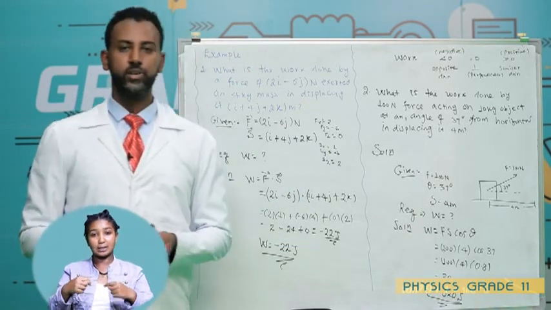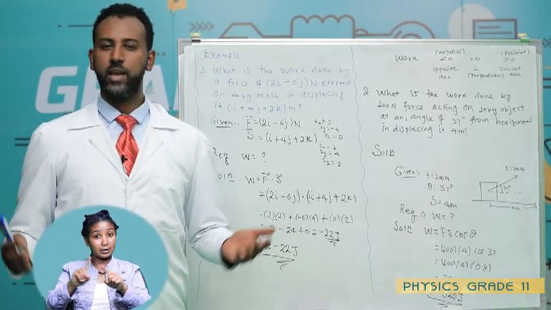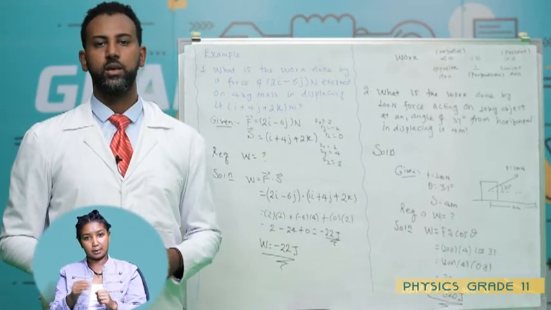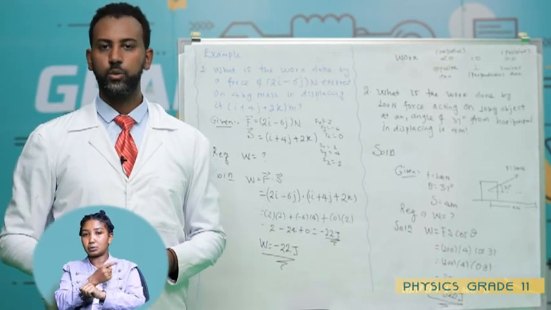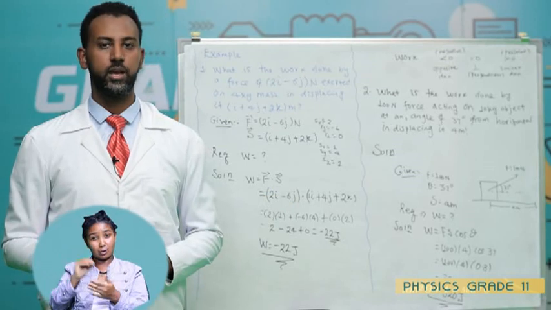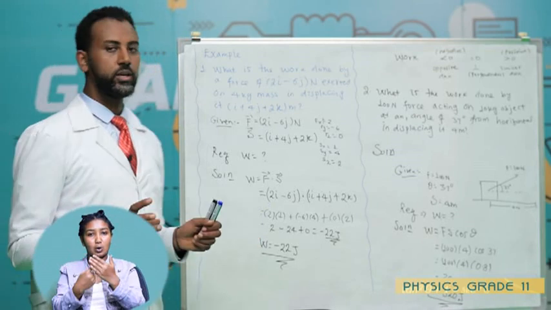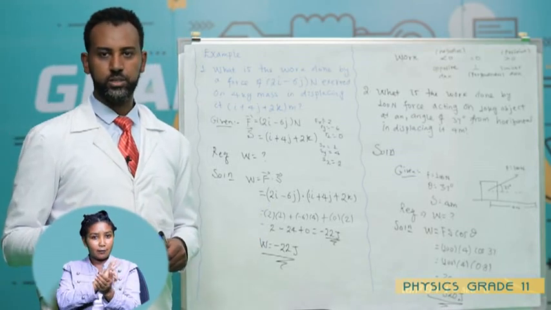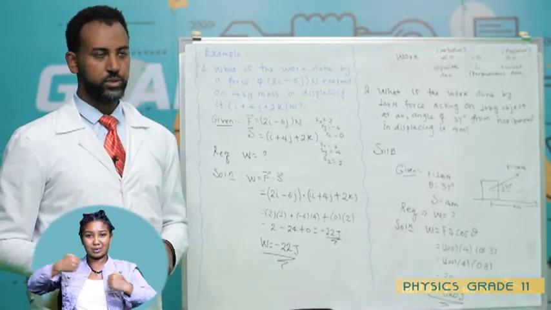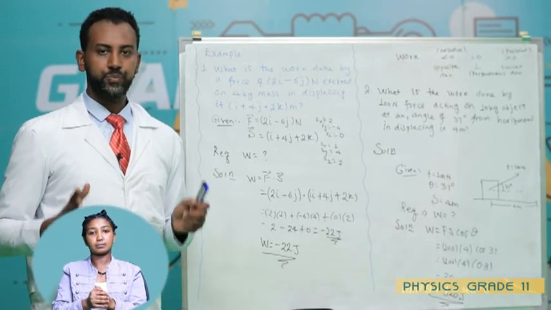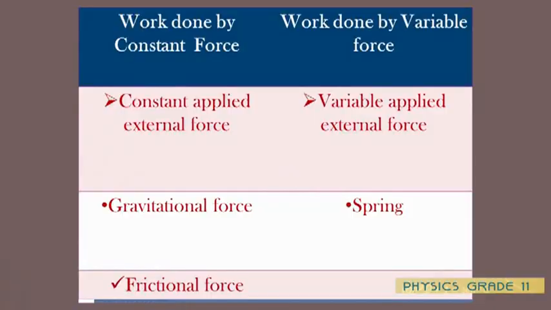Now, students, let's try to see the different types of work, the different types of force. There can be constant force, or there can be variable force. I hope in lower grades you have also learned that force can be categorized as contact force and non-contact force. But here, let's try to see only the mechanical forms, like frictional force, gravitational force, applied external force, and a variable force like spring force. Therefore, work done by constant force and work done by variable force. We can categorize it into two.